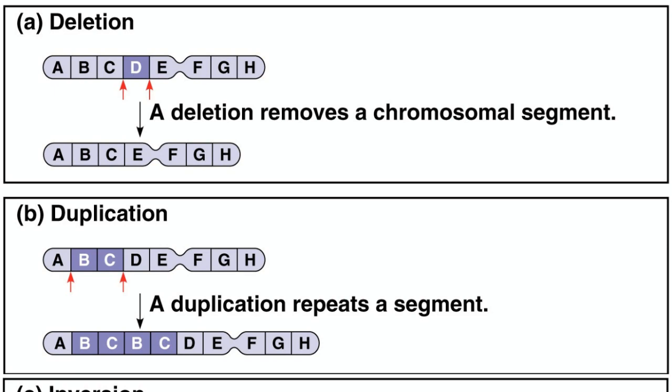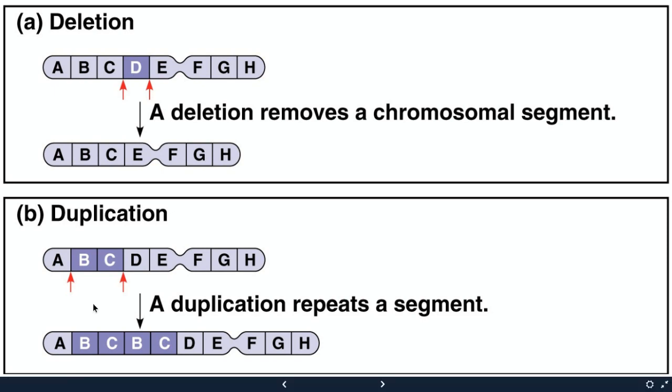When we talk about DNA and DNA replication next semester, we'll talk about how replication actually occurs and some of the preventative actions, these double-checking proteins that help maintain that DNA is replicated correctly, but mutations and accidents do occur. In duplication, a segment is repeated. So in this case, BC is repeated. So we have deletion and duplication.